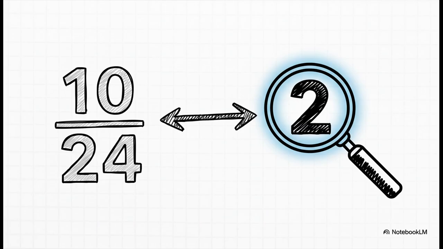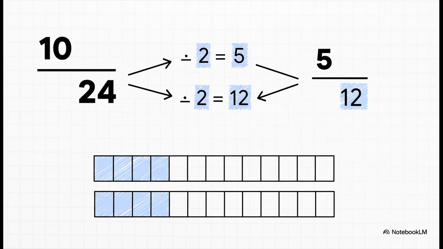Let's take 10/24. You just need to find any number that can divide evenly into both the top and the bottom, a common factor. For 10 and 24, well, they're both even, so 2 is an easy choice. Then you just do the division. 10 divided by 2 is 5, and 24 divided by 2 is 12. So our new simplified fraction is 5/12. It's the exact same value, just written much more cleanly.